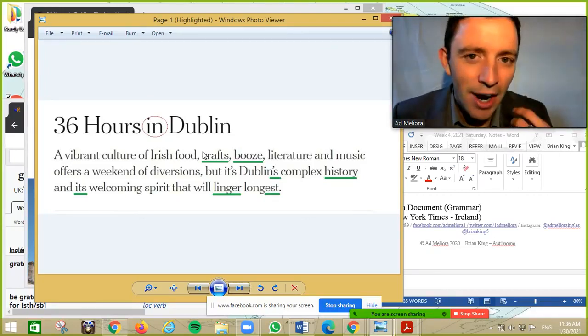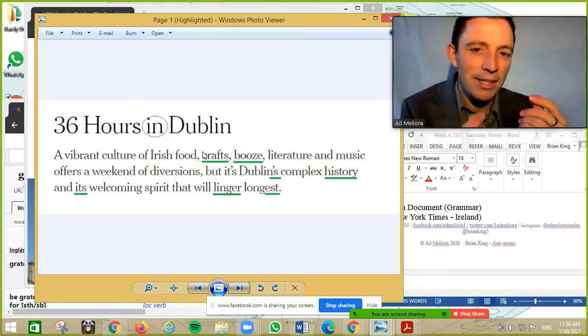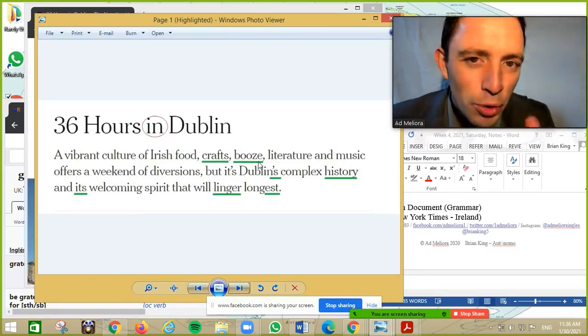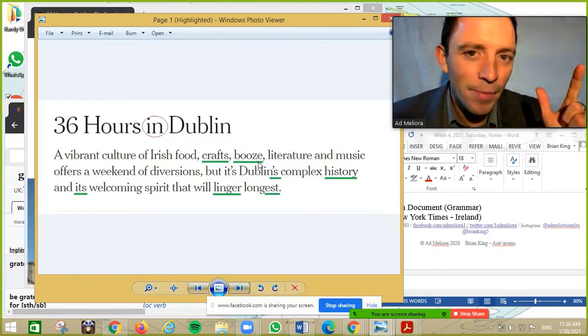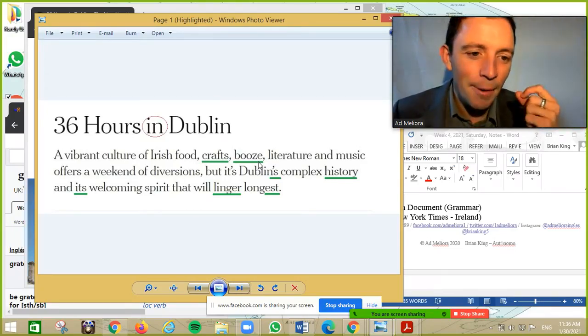Okay, so in Ireland there are a lot of shops that vend, that sell crafts, handmade. Okay, booze, very important vocabulary. Booze is another word for alcohol. Okay, so it's a little informal. Do you have any booze? Do you have any alcohol?